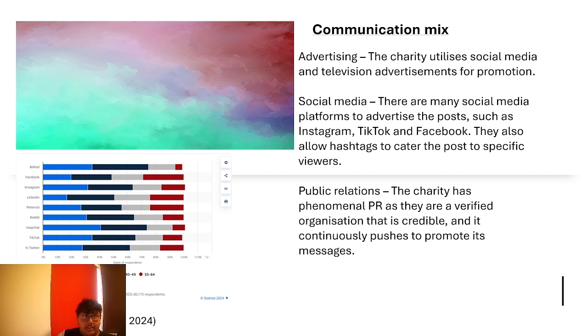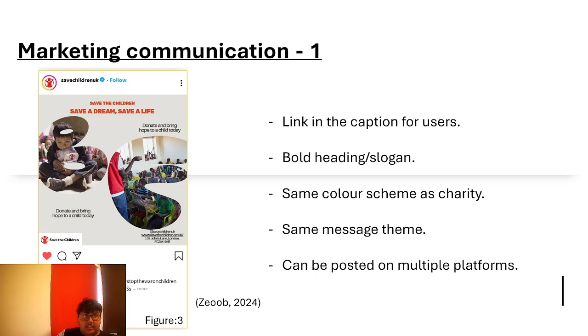From the graph here, we can analyze the platforms different age ranges use, as the younger generations tend to use more modern platforms like TikTok and Instagram, as the older generation use old platforms like Facebook and traditional methods like billboards and television advertisement. This is the first communication created.